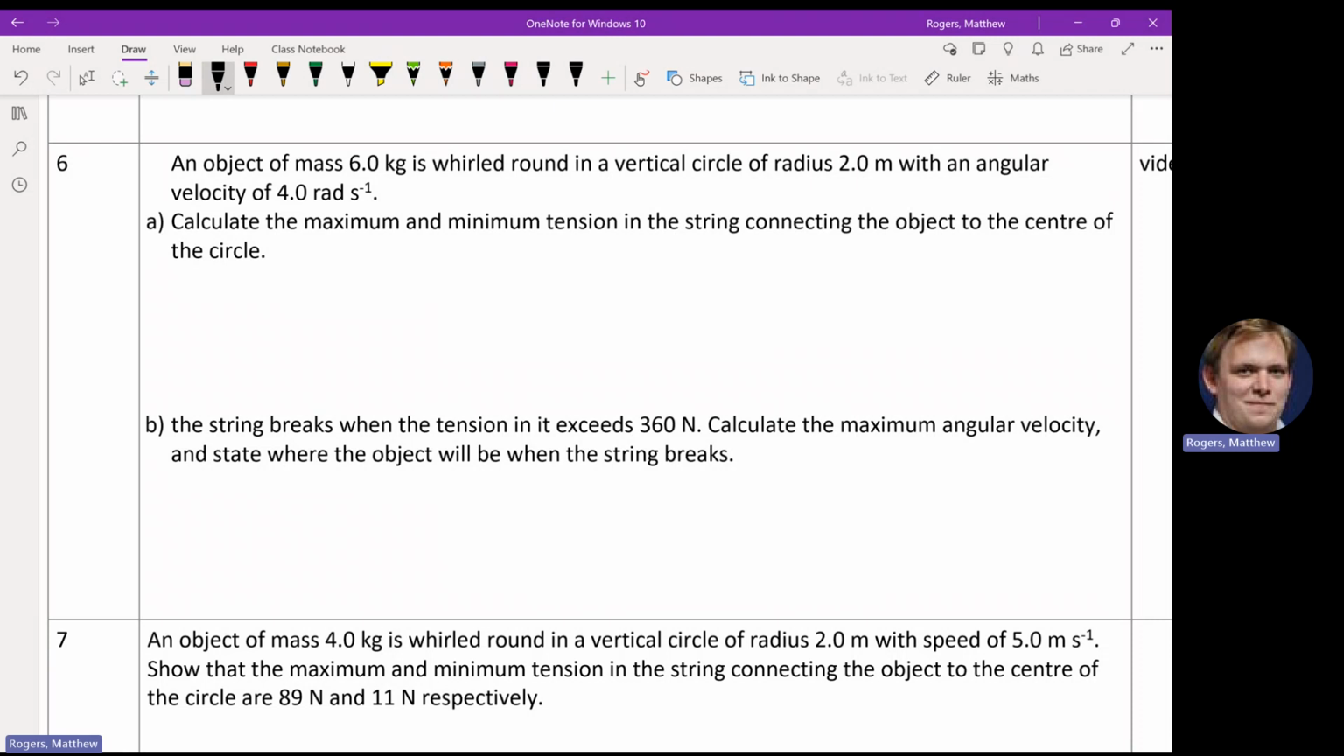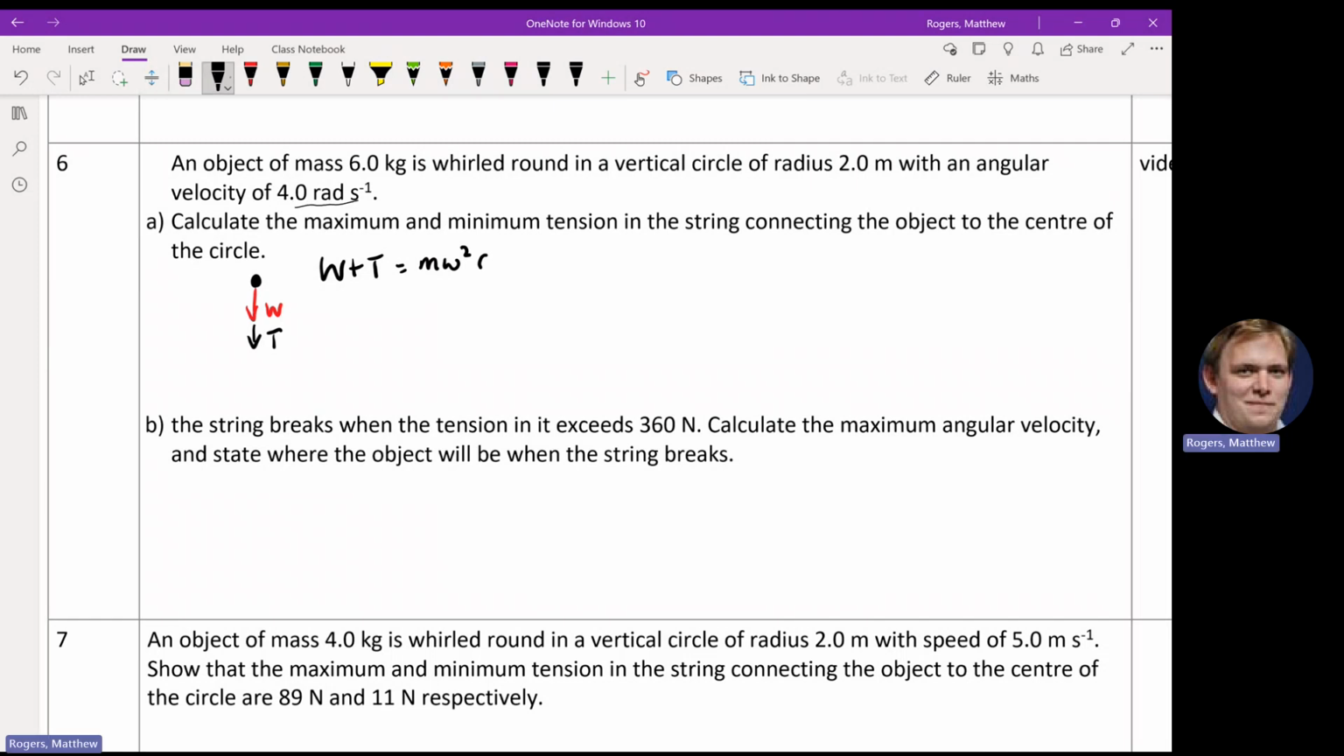So as ever with things going in a vertical circle, when it's at the top, we expect its weight to be acting down towards the center of the circle, and us to get some additional tension from the string. And so at the top, we expect the weight plus the tension to be equal to the centripetal force. I'm going to write that down as m omega squared r, since we've been given an angular velocity.